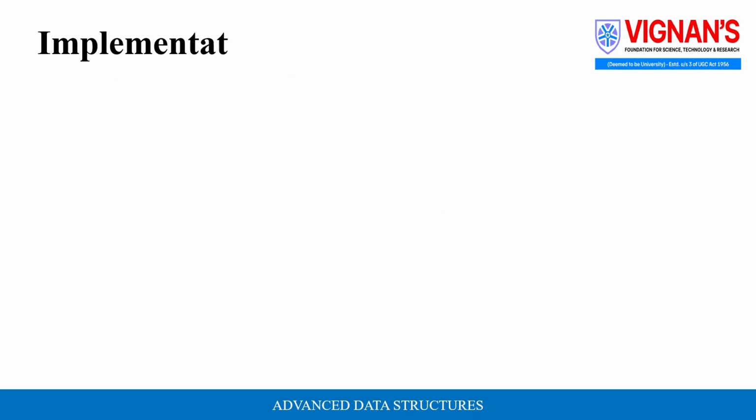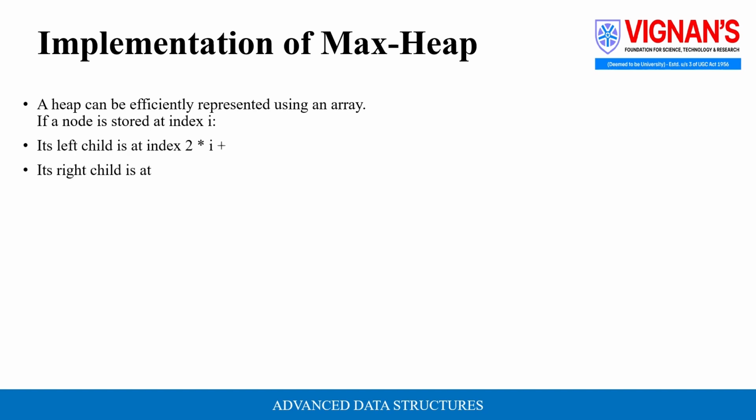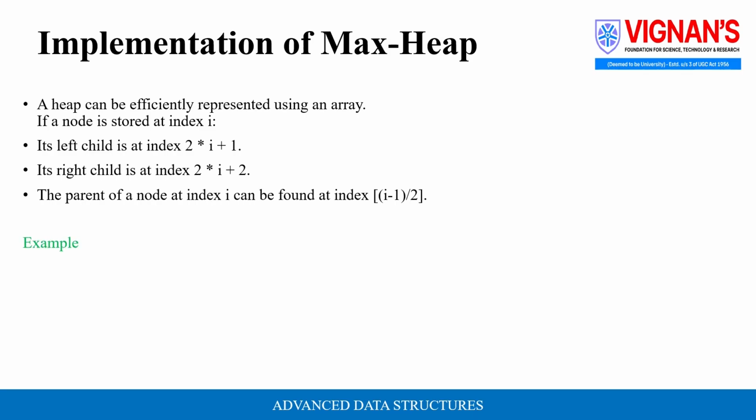Heaps are usually stored as arrays, not as pointer-based trees. If a node is at index i, then the left child is at index 2i plus 1, the right child is at index 2i plus 2, and the parent is at index (i minus 1) divided by 2. Here is an example array: 50, 30, 20, 15, 10, 5. This corresponds to the following tree structure.